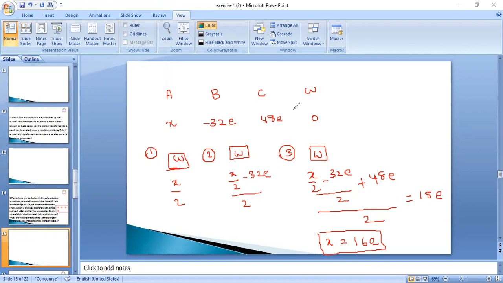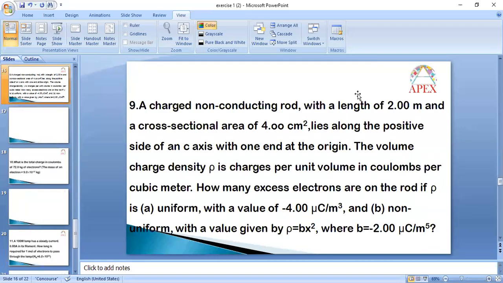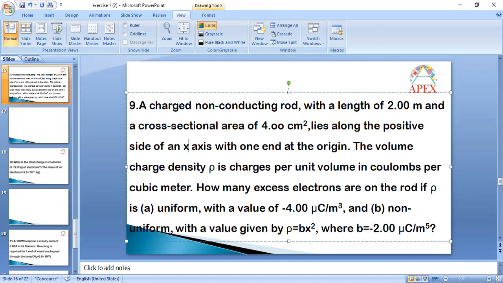Next. Question number 9 only. See question number 9. A charged non-conducting rod with a length of 2 meters and a cross-section area of 4 centimeters square. So here the length of the rod is given, and the area of cross-section is given. It lies along the positive side of the x-axis, with one end at the origin.